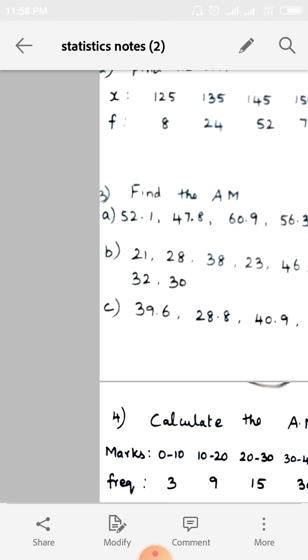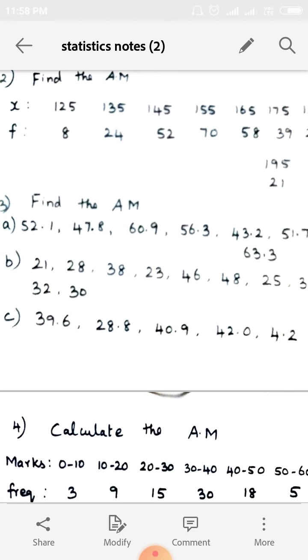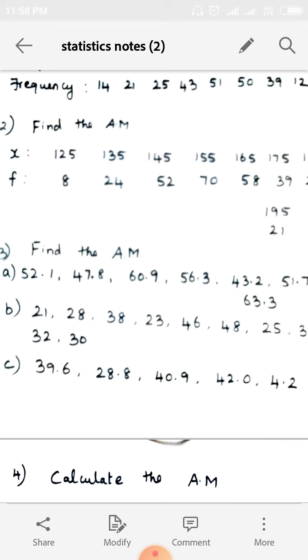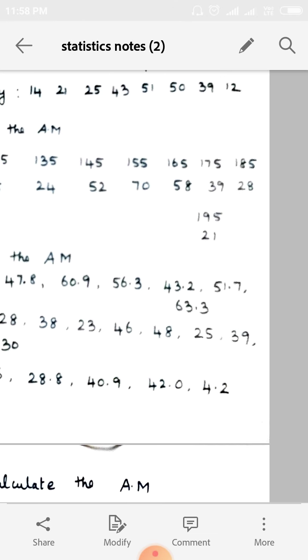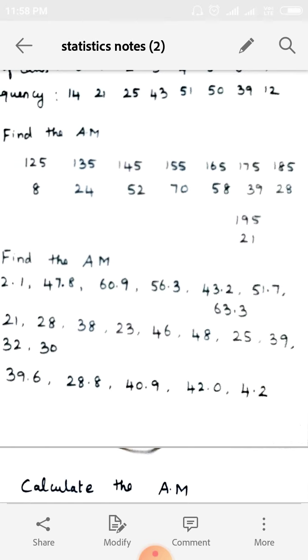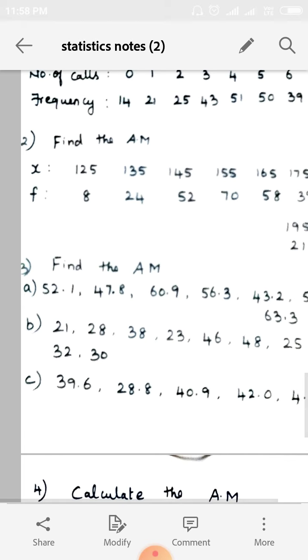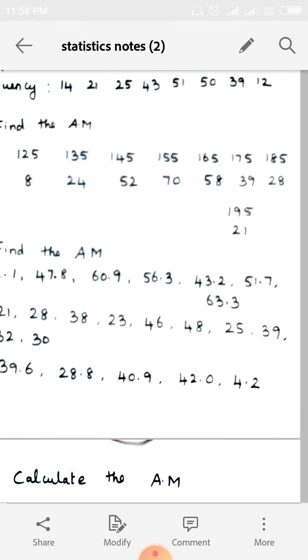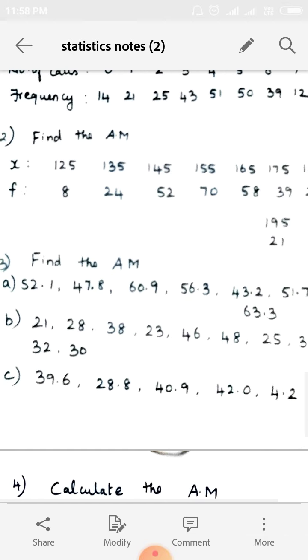And see the third problem, find the arithmetic mean. This is a first type problem, simply raw data. See the first one, subdivision A: 52.1, 47.8, 60.9, 56.3, 43.2, 51.7, 63.3. Totally how many values are given? 1, 2, 3, 4, 5, 6, 7. So 7 values are given. Simply adding all the 7 terms divided by 7, we get the arithmetic mean. So this is the first example model.